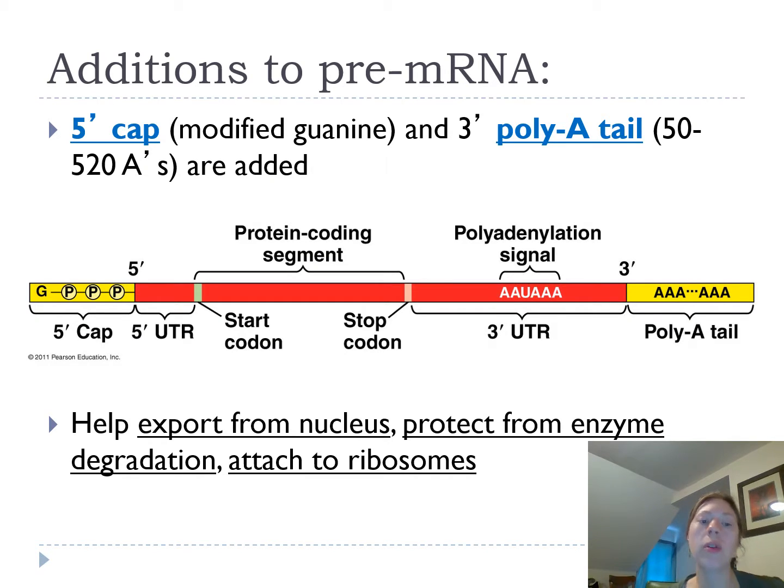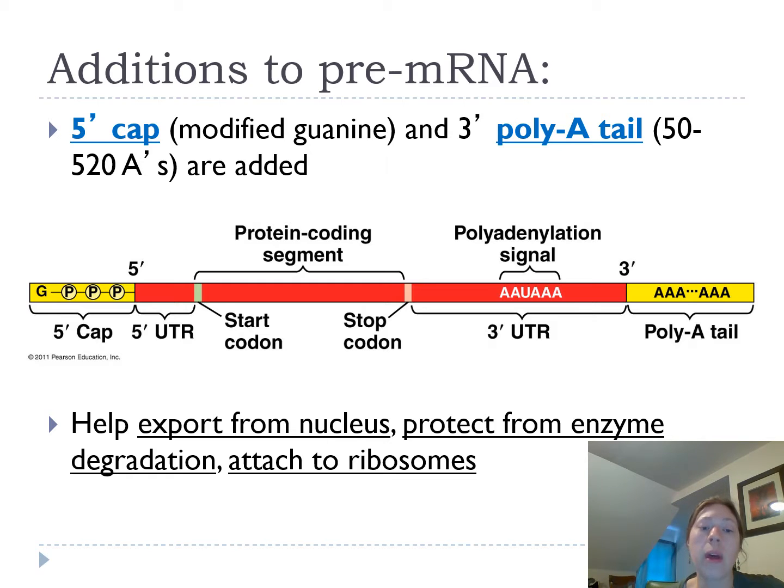Okay, so what are some of the modifications that occur? So in this pre-messenger RNA, a couple of things are going to happen. We're going to add on a 5' cap. That 5' cap is going to be up above the coding region, what's going to be read by the ribosome in translation. That 5' cap is going to do a couple of things.